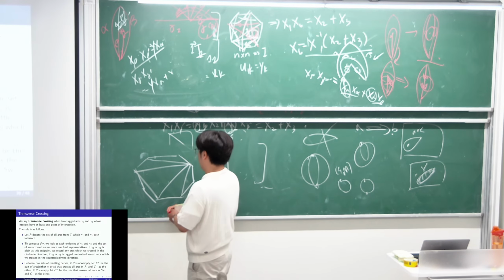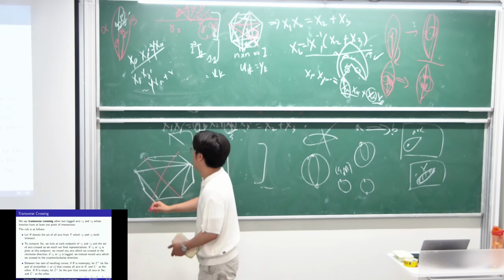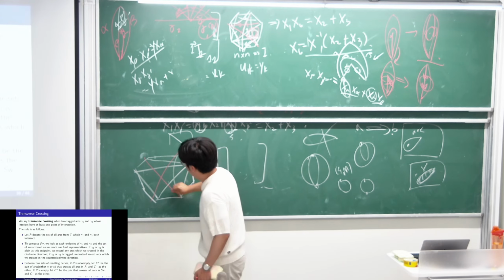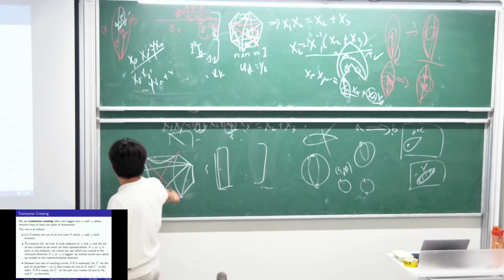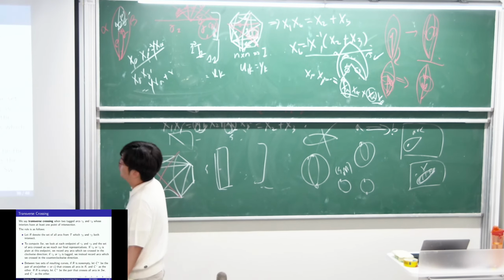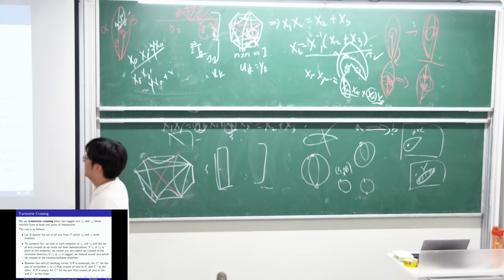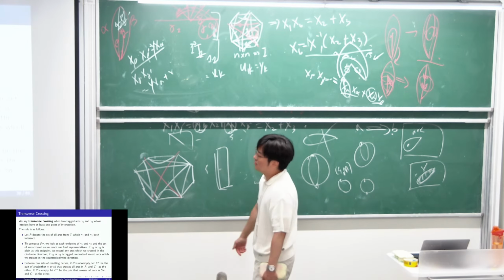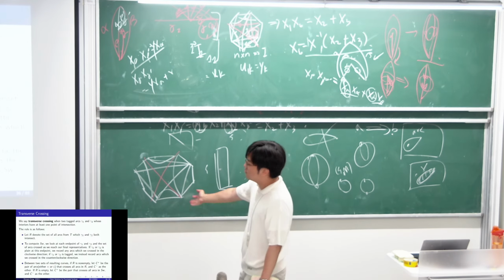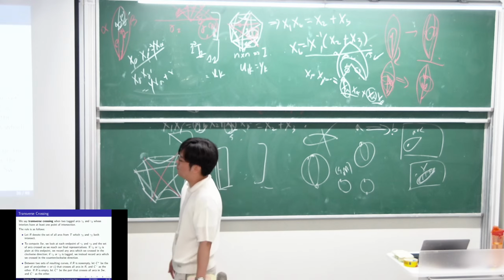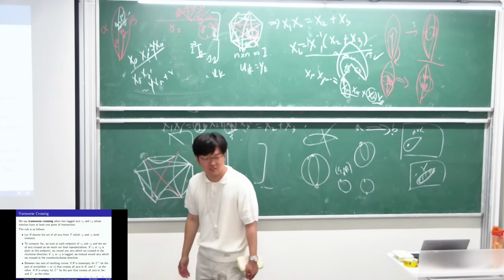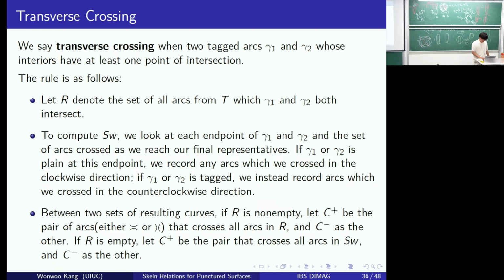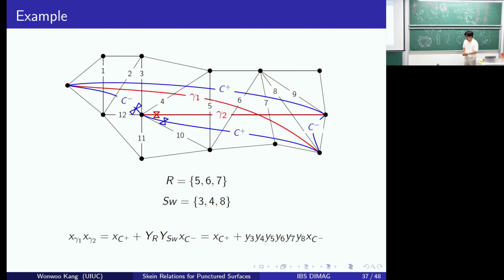So for example, if I have this and this, I'm going to have a pair of this pair and this pair. What I'm trying to say here is that it depends on the endpoint of gamma 1 and gamma 2. If they're tagged, you sweep them counterclockwise. If they're plain, you sweep them clockwise. And the other ideas are the same. C plus will be the pair of arcs that crosses all arcs in R and SW. C minus is not. Of course, I prepared an example like this here.